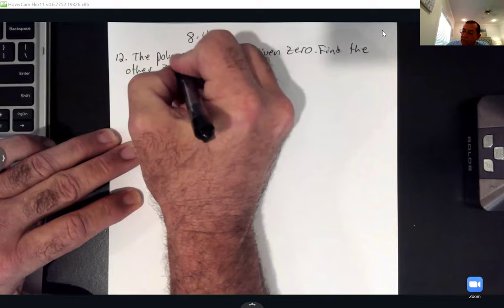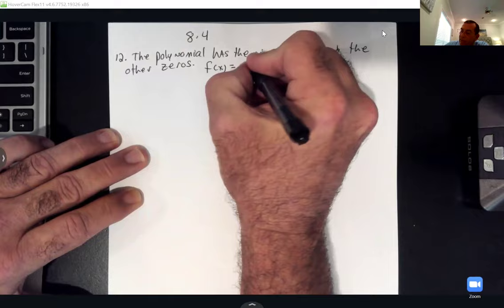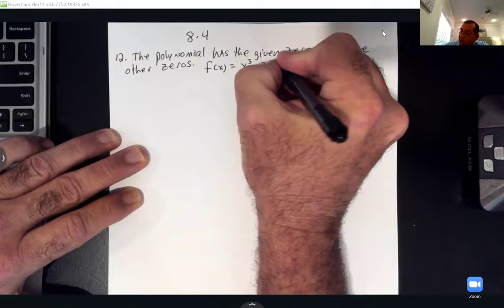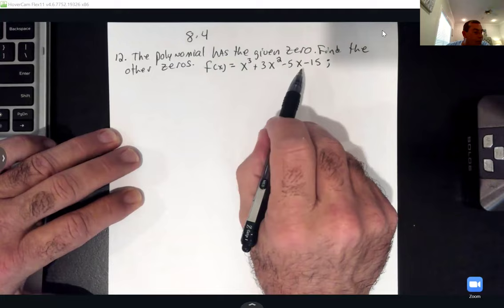All right, so my polynomial is f of x equals x to the third plus 3x squared minus 5x minus 15. And then the zero they're giving me is negative 3.